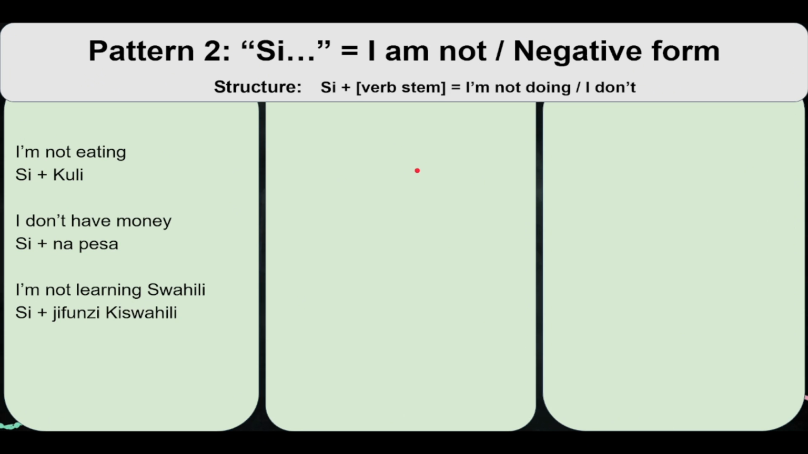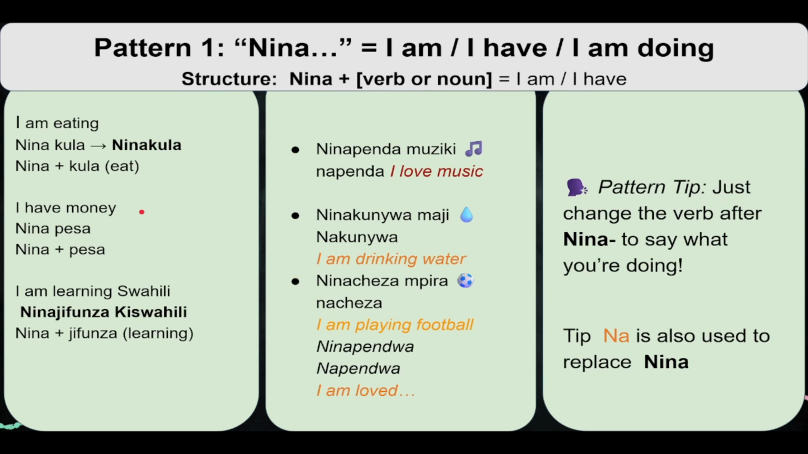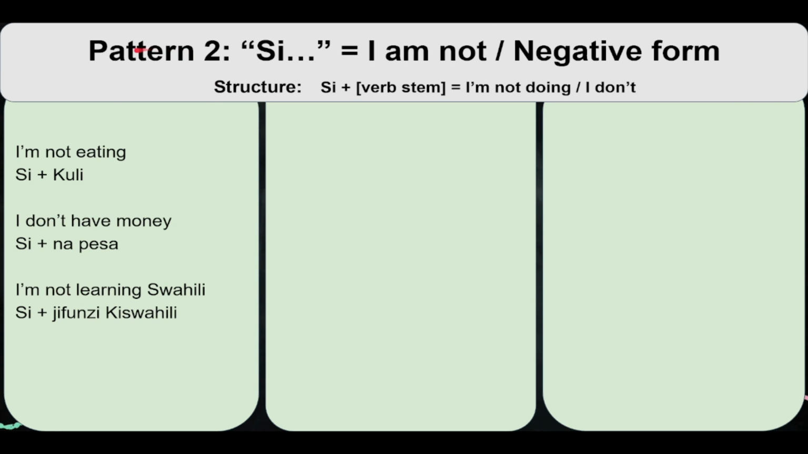Pattern number 2, si. I told you we're going to come to the negative. You know, someone says, I don't have money. So remember, I have money, nina pesa, right here. What if you want to say, I don't have money? Si. That's the second part. So instead of saying Nina, Nina is the positive. I am, I have, I will. Just to change that sentence to negative, all you got to do is say si.